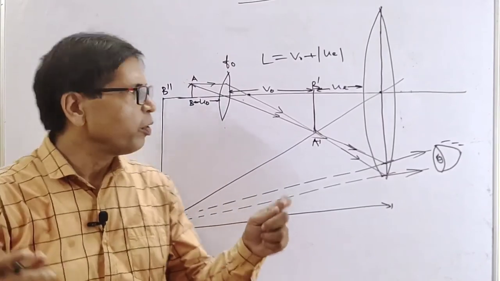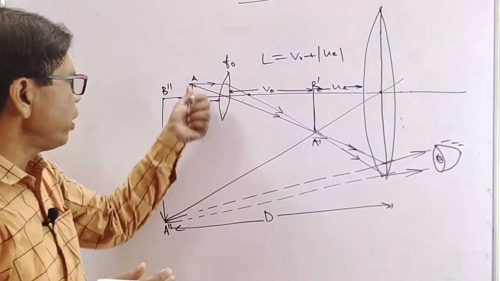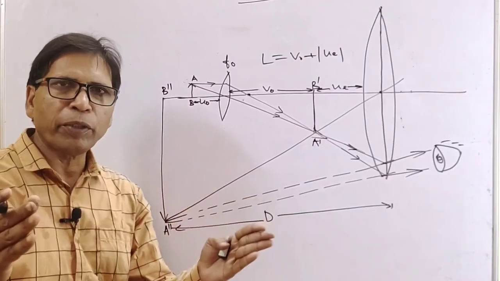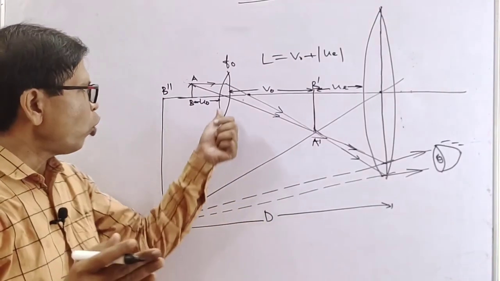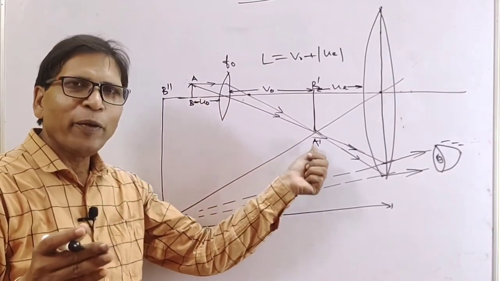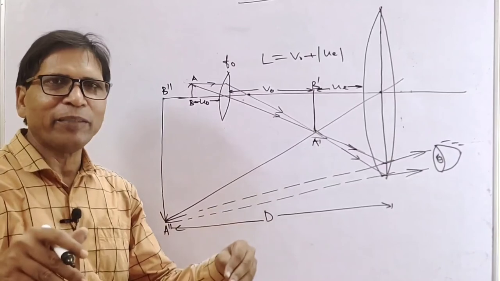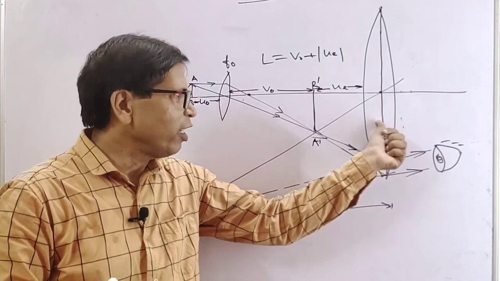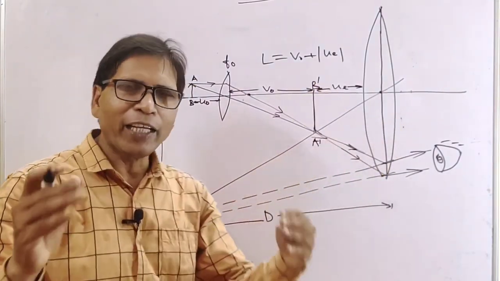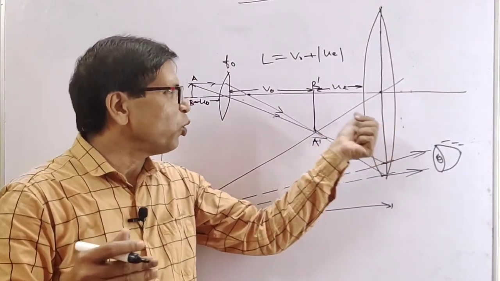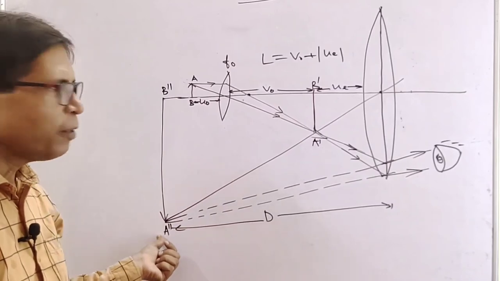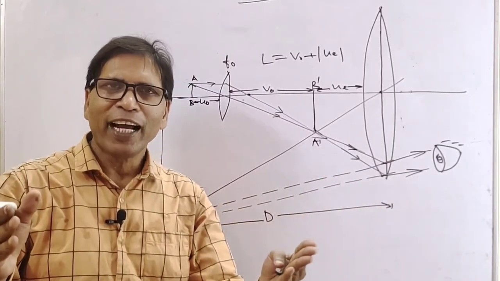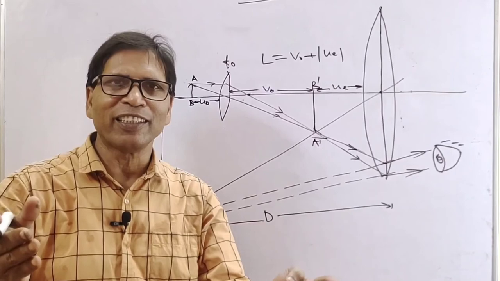Now a quick recap. Look at this. This is an objective lens. An object AB is placed in front of the objective. The position of the object is between F0 and 2F0. So the objective forms its real, magnified and inverted image. Now this image acts as the object for this lens. A'B' lies within the focus of this lens. So this lens forms its virtual image. Now the eyepiece is so adjusted that the final image is formed at the least distance of distinct vision.